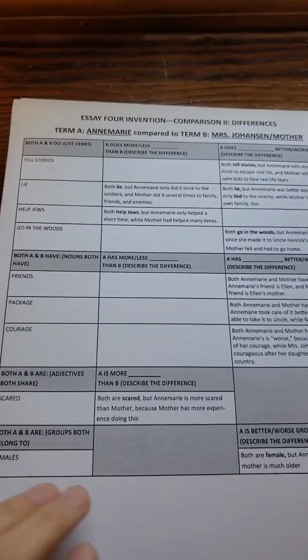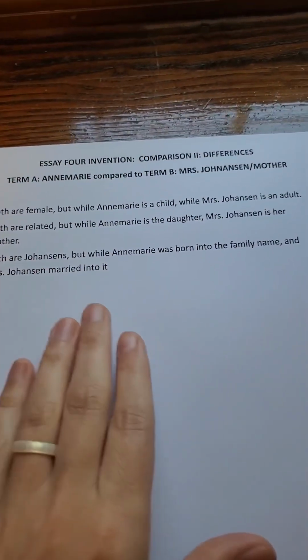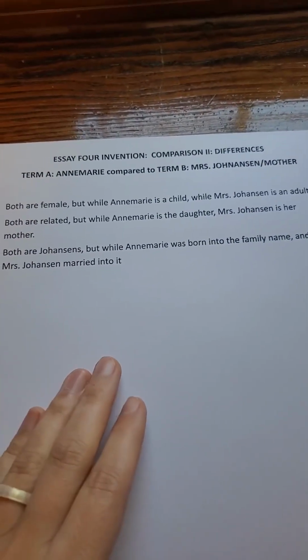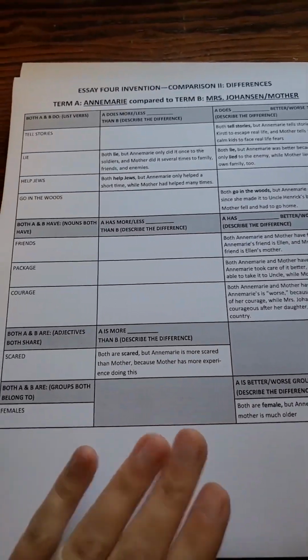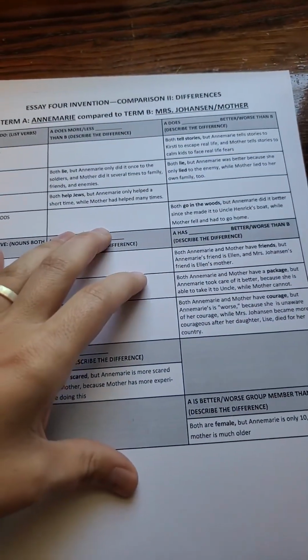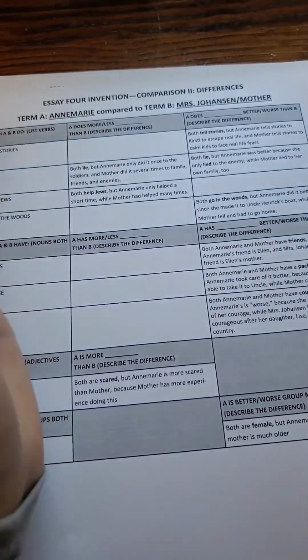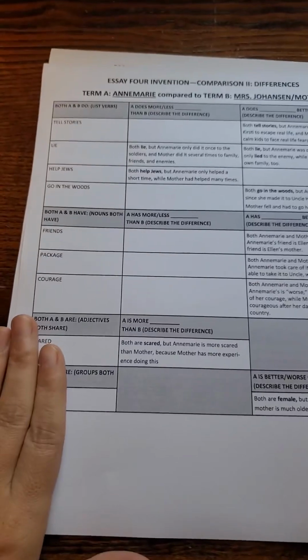So it's pretty simple. And then that might help generate ideas, but we can talk about the groups. Both are female. Anna Marie's a child. She's an adult. They're related. Anna Marie's a daughter. Lots of differences that you can come up with. And this is really just to help you generate ideas for your Annie. And all of this information, or any of these ideas, would go into your I column that could eventually be transferred to your A or N column.